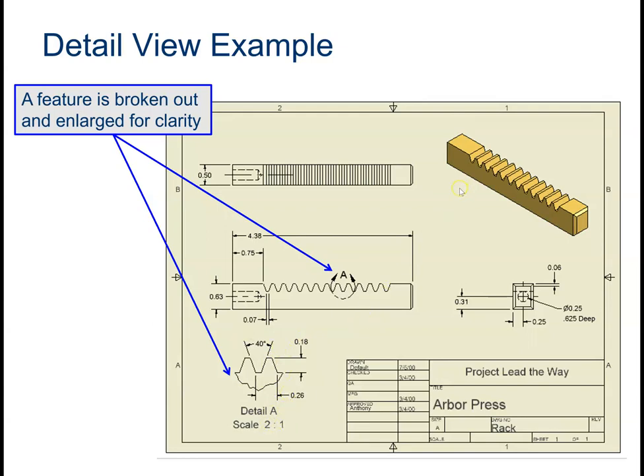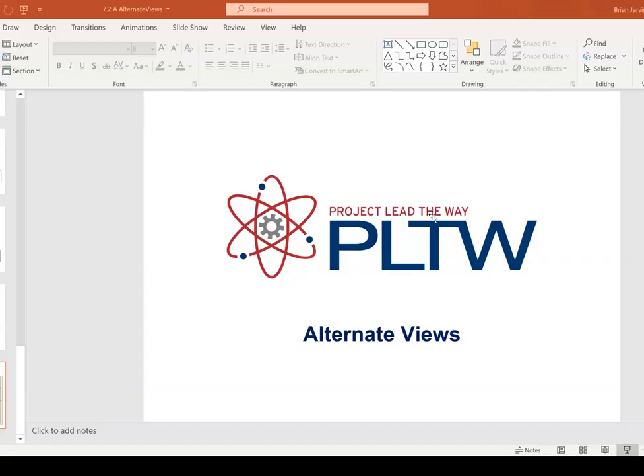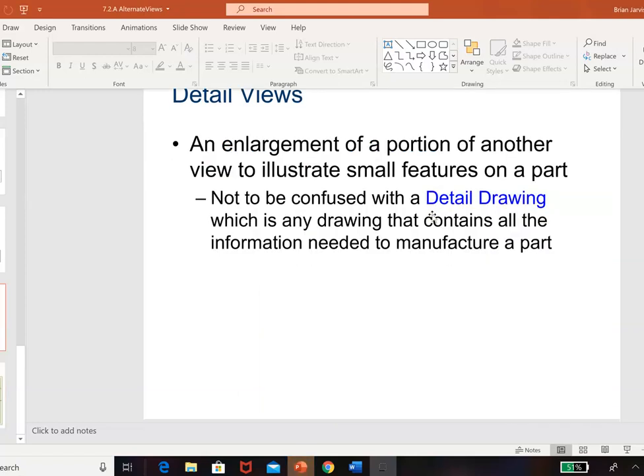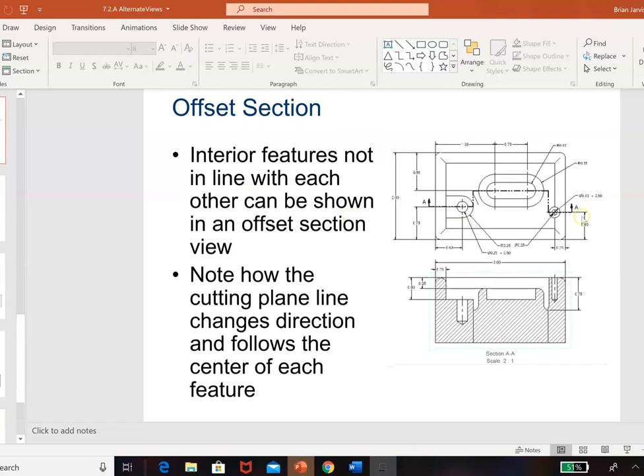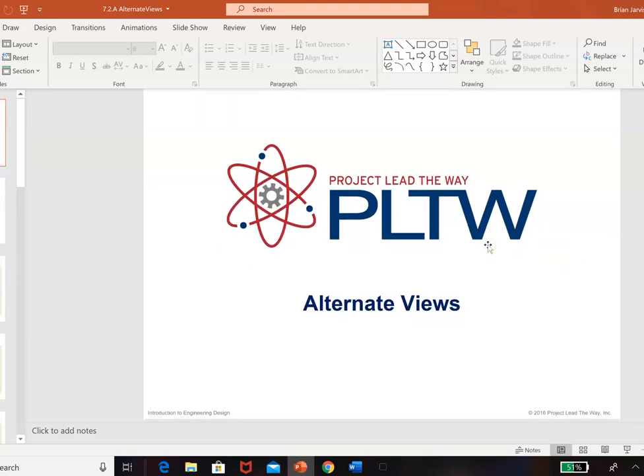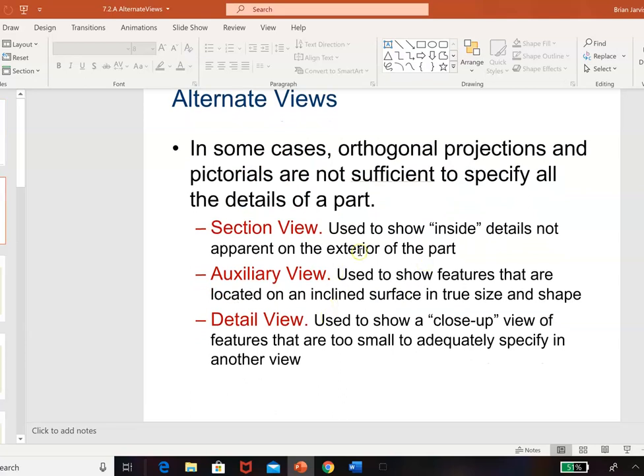drawing. It doesn't have to line up with the front, the top, the right side, it doesn't have to line up with any of them, which is kind of nice. So that's going to be what we call a detail drawing. And that concludes alternate views. Alternate views, once again, are all the views that are included: we have section views, we have auxiliary views, and we have detail views.